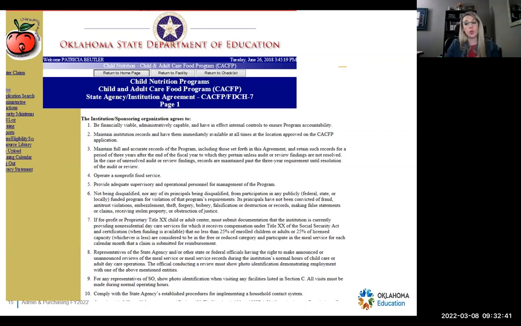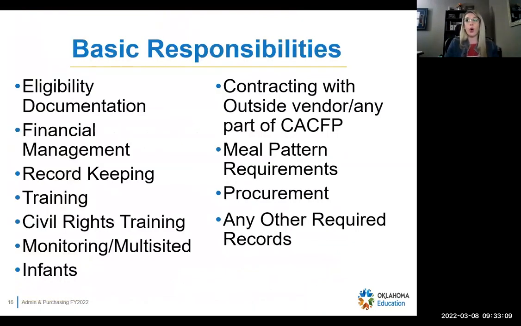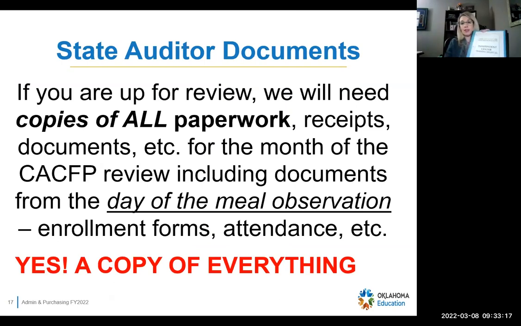This document is a 21-page document when I print it out. The very first thing in here is be financially viable, administratively capable, and have effective internal controls to ensure program accountability. This stuff is not new. This has always been the number one thing in this application and agreement, probably since before I started, and I've been here for almost 14 years. So always go out there and at least skim what you're agreeing to be on this program. Okay, so now we're going to start getting into the manual.